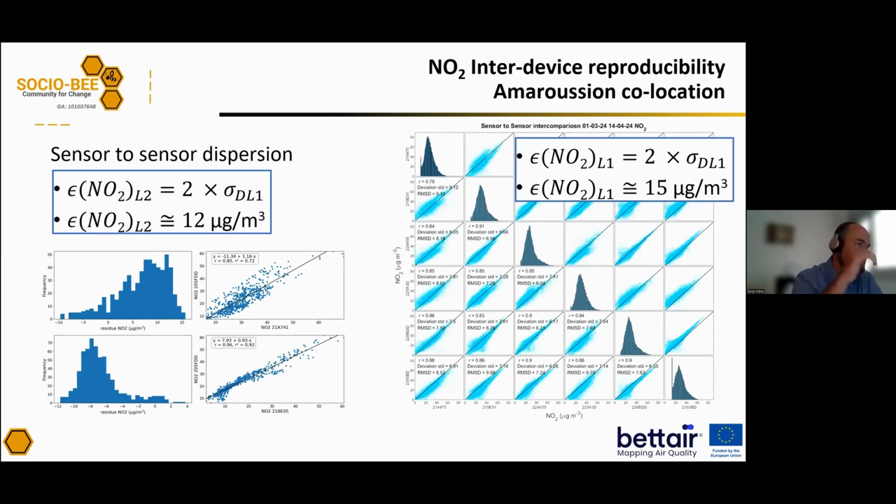And then we looked at the error, the uncertainty with respect to the reference, and the device-to-device dispersion. In this case we got a level 1 dispersion of 6 devices of 15 micrograms per cubic meter, and a level 2 device dispersion, which means the 3 equivalent devices we had at the same point at the reference point, of 12 micrograms. So in this case, the one that dominates is the one we calculate at the collocation. Okay.